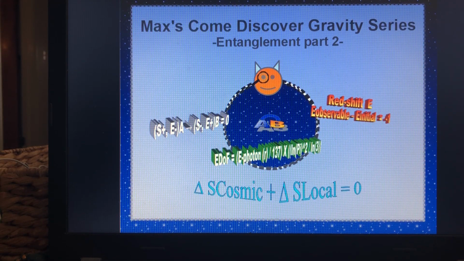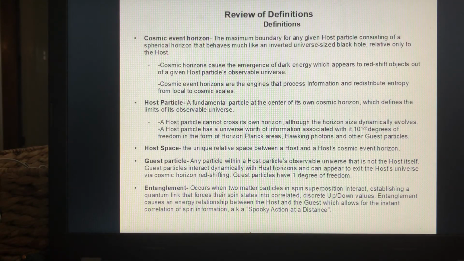Hello, it's Bill again, and today we're going to do a deeper dive into entanglement. We're going to look at the computational aspects. First, I want to do a review of definitions.